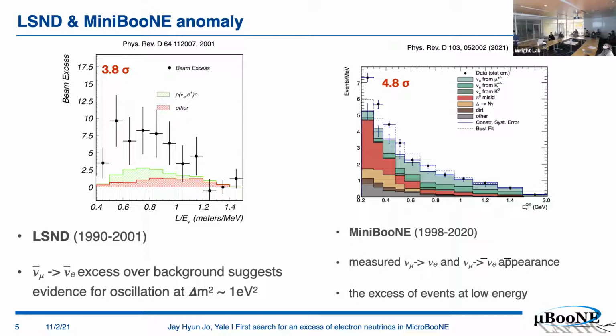And this has a certain feature. You can see that this excess is concentrated at low energy, so people call it the low energy excess, or the LEE. So both experiments saw this excess, and this has raised a lot of theories and questions about what this could mean.